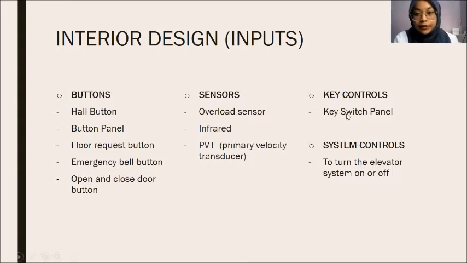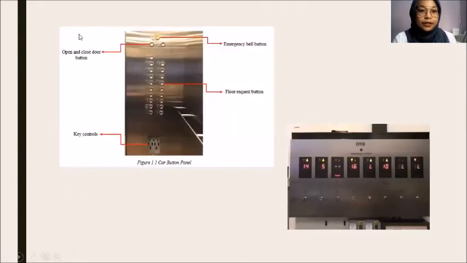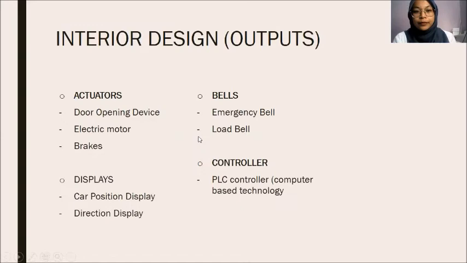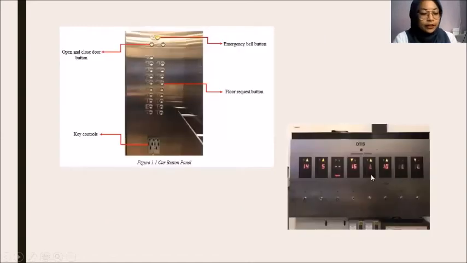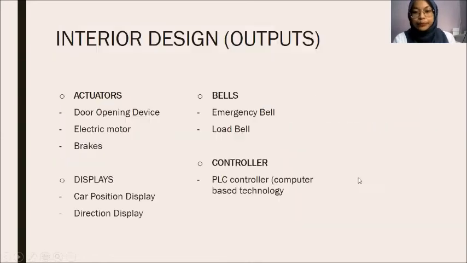The third one is key control, which consists of a key switch panel. The key switch panel is located in the elevator machine room of the building. It can control the car of the lift when there is an emergency or a lift breakdown occurs. Fourth is system control. The function of system control is to turn the elevator system off and on. So this is the emergency button, open and close door, the floor request button, and the key control. This is the key control in the machine room.